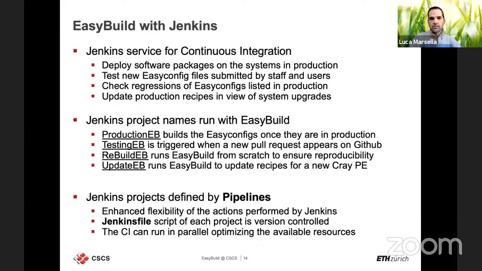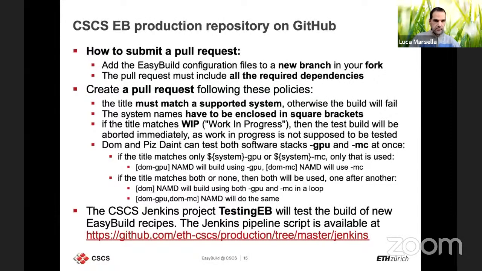The Jenkins projects defined by the pipelines provide enhanced flexibility and also version control, which is important, and run in parallel on different systems. So it optimizes the available resources.